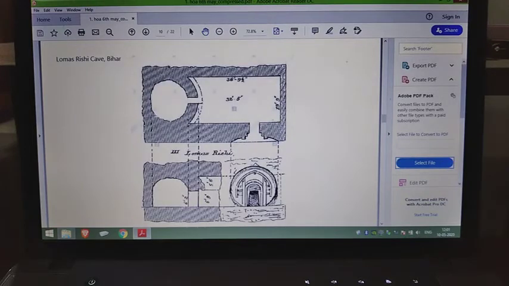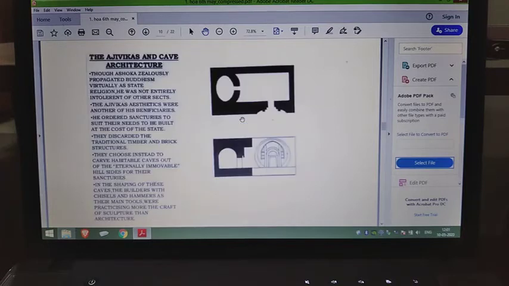So this is the entrance, the cross section. From here you reach this hall. It is about 32 to 36 feet in length and about 19 feet wide. And from here you reach this circular place where the rishi used to meditate, again around 19 feet in diameter. Now if you go through this, you'll be able to understand some of the basic history of what was happening over there.